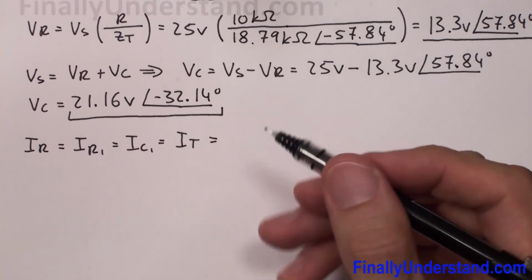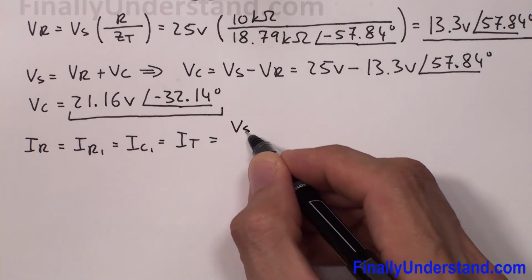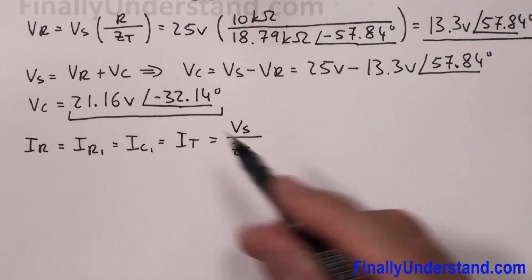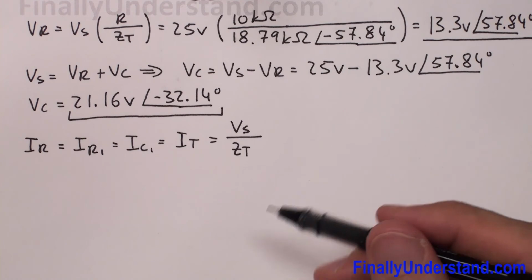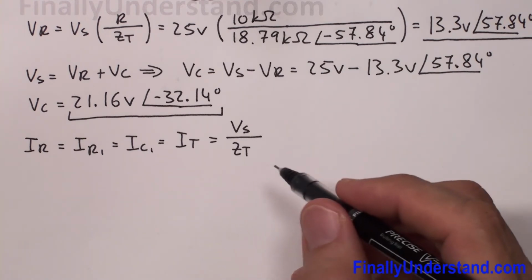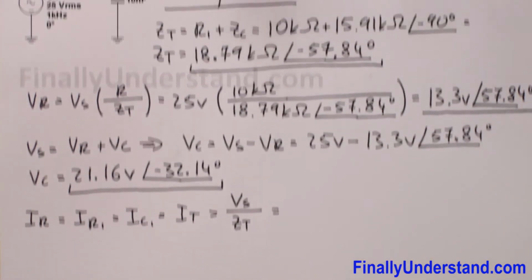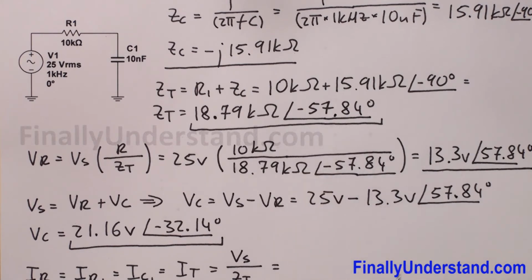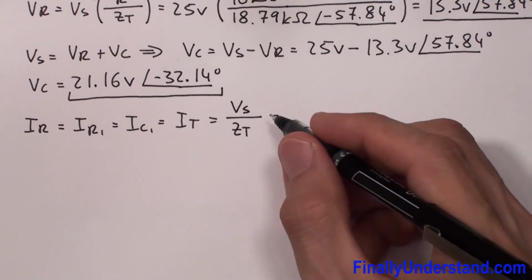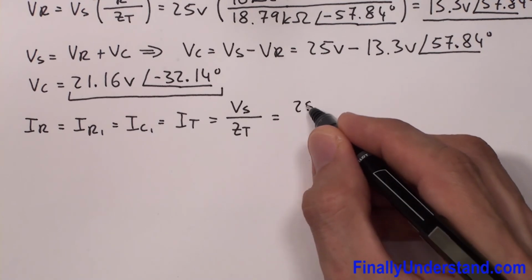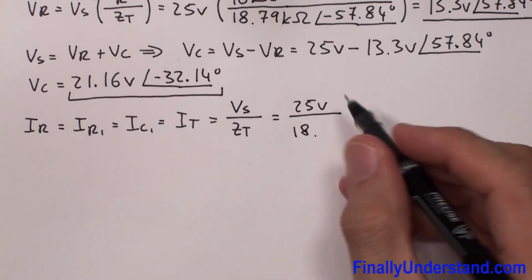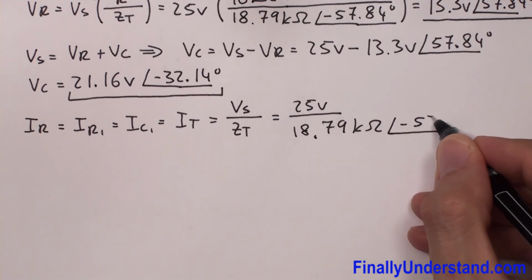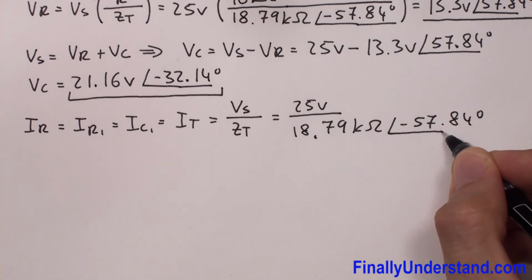So if I want to find the current in my circuit, I'm going to simply divide the voltage source over the total impedance. Because we are dealing with the RMS voltage, my current is going to be also RMS. My problem doesn't specify that the current has to be peak or peak to peak. That's why I'm going to find the RMS value. So the voltage source is 25 volts RMS. We found Z total 18.79 kilo ohms, an angle of negative 57.84 degrees. So I'm going to write that my I total is equal to 25 volts divided by 18.79 kilo ohms and angle of negative 57.84 degrees.